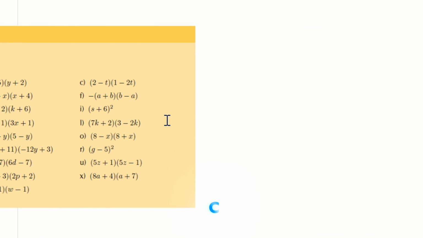So we're looking at C, and if we use the FOIL method here, I want you to look at that. I am going to take the 2 and multiply it with a 1. And then my answer is going to be what? 2 times 1? 2, right? And then 2 times negative 2t is equal to negative 4t. Then, after that, I'm going to say what? That's negative t multiplied with 1. So negative t multiplied by 1 is equal to negative t. But I should remember there's actually a coefficient of 1. Then negative t times negative 2t is equal to a positive 2t squared.